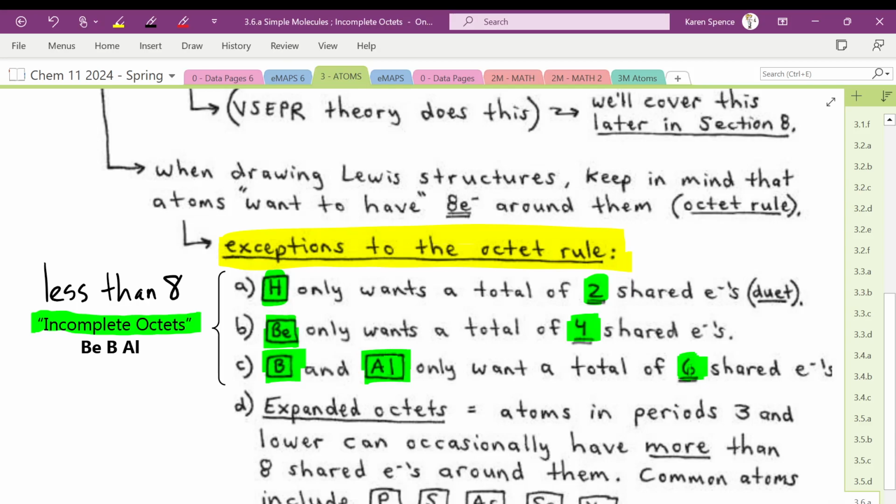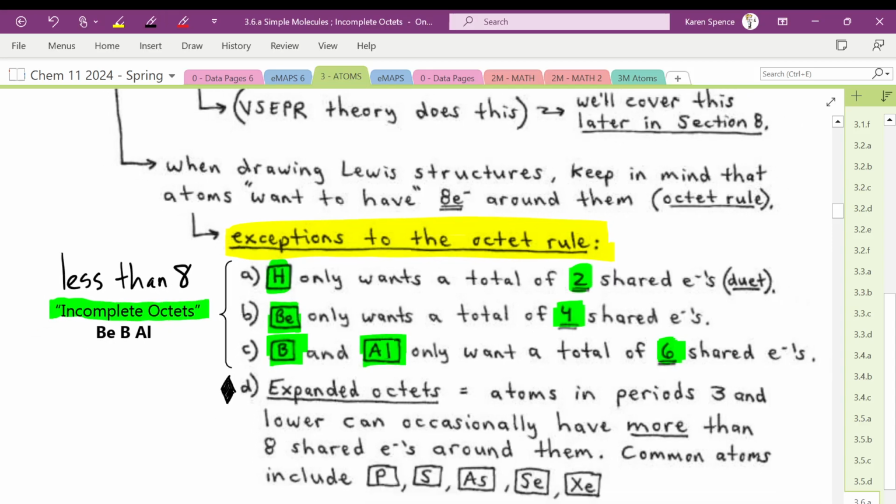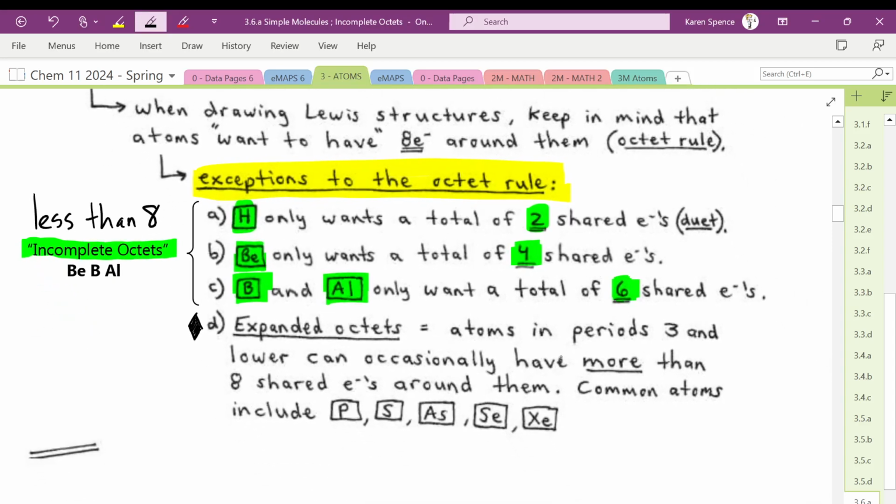There are also expanded octets, but that is going to be an enriched topic. So you do not need to know about expanded octets unless you should choose to study that additional portion. Okay, if you do choose to study that, they are in periods 3 and lower.